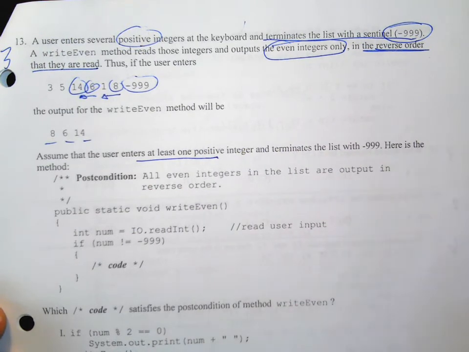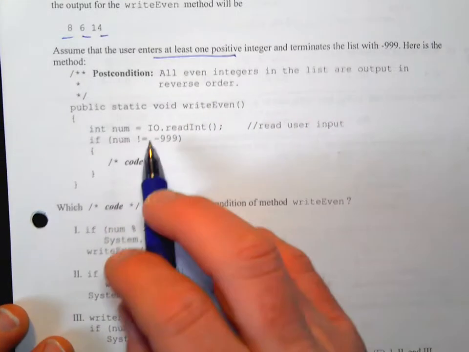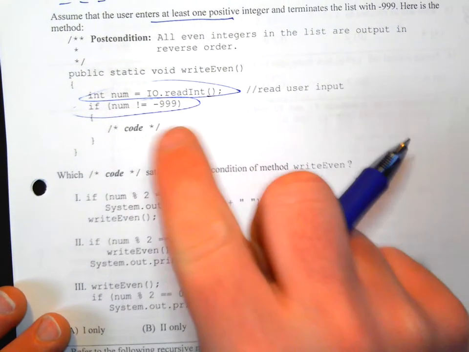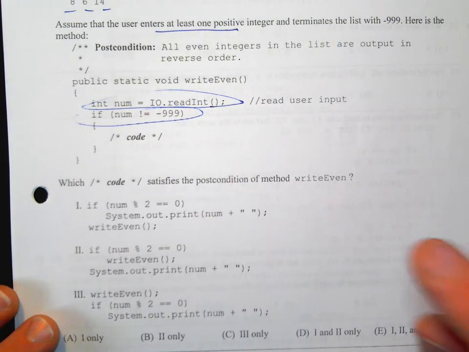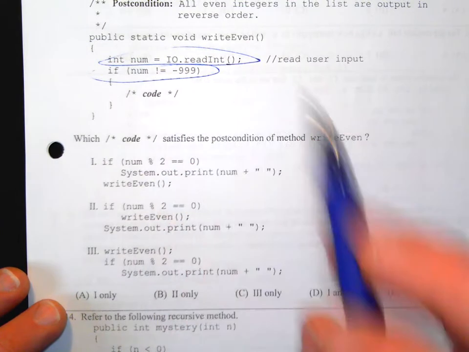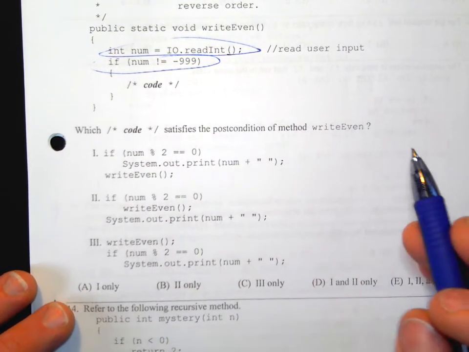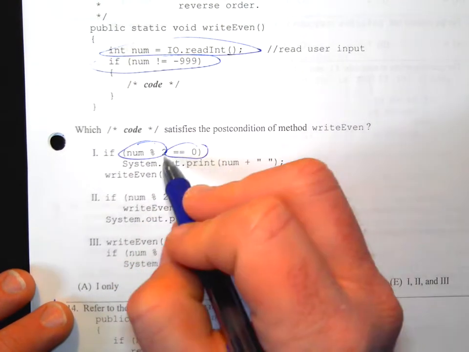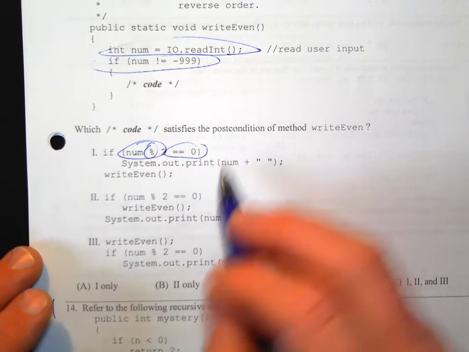Here's the method. All even integers on the list are output in reverse order, public static. So it's reading a value in. If it doesn't equal a sentinel, that's the base case. Base case is it does equal the sentinel and we're done. If it doesn't equal the sentinel, then let's keep calling it. Let's keep getting numbers until we get to the sentinel, which satisfies the postcondition. Which one works? If the number is even, this is a way to check if it's even. If the remainder when you divide by 2, the modulus function, is zero, then let's print it out right now.